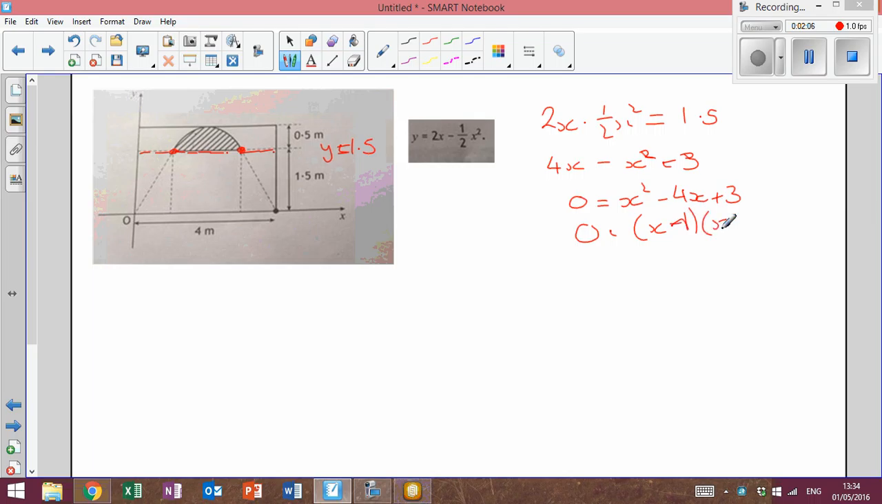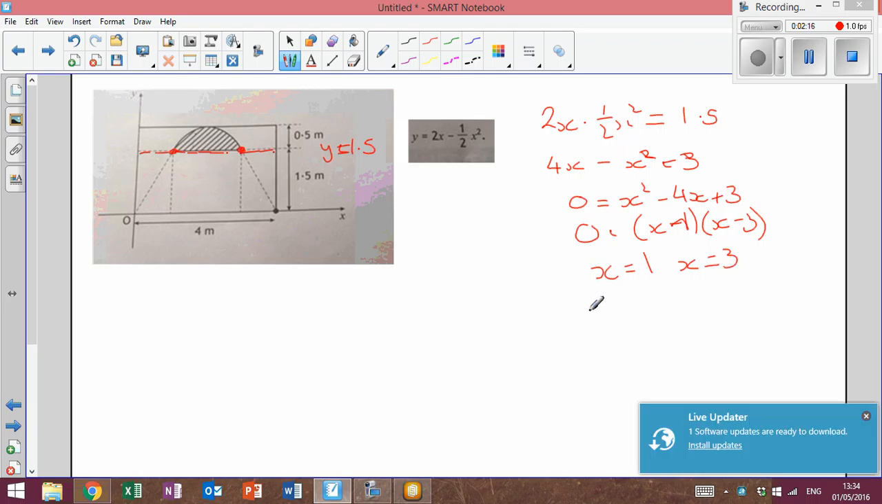And x minus 3, which means your two limits are x is 1 and x is 3. Okay, now let's do our integral now.